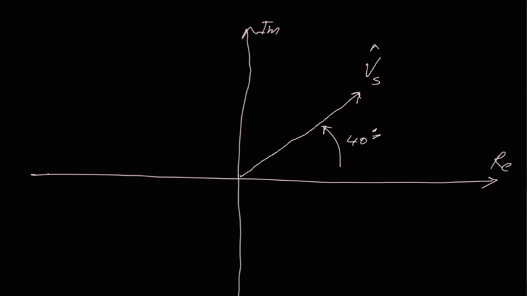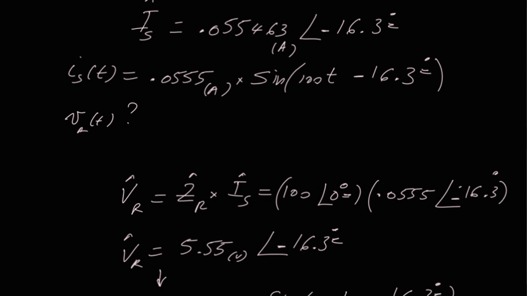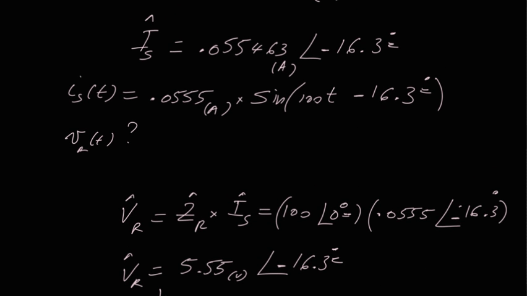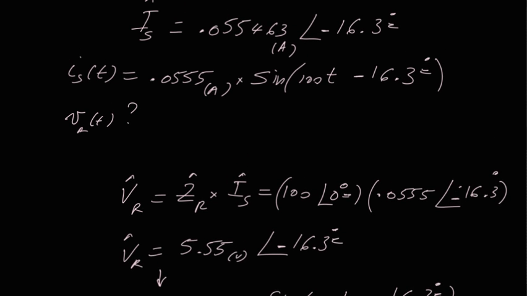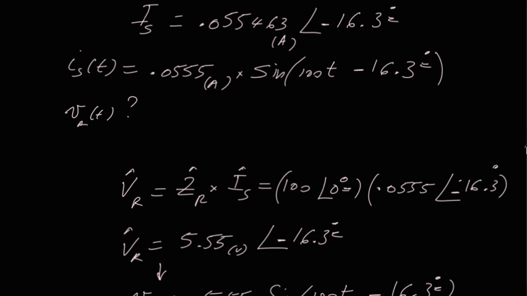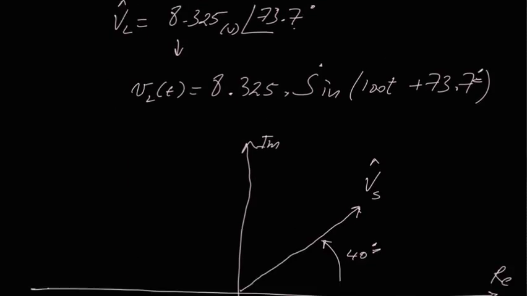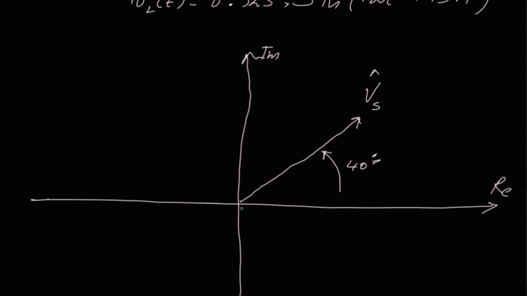We found Is to be 0.0555 at negative 16.3. So here I'm going to exaggerate the size of Is. Is is 0.0555 and angle of minus 16.3. So this is Is. I am highly exaggerating its size. The magnitude here, the length from this edge to this edge is only 0.0555. So this is going to be Is. Right? The angle is negative 16.3.